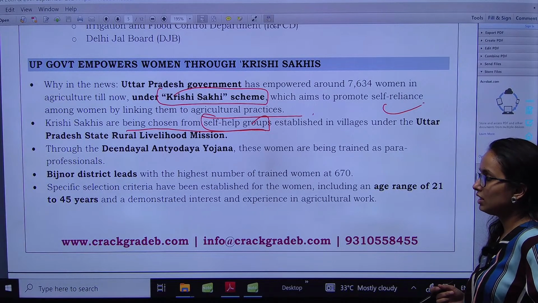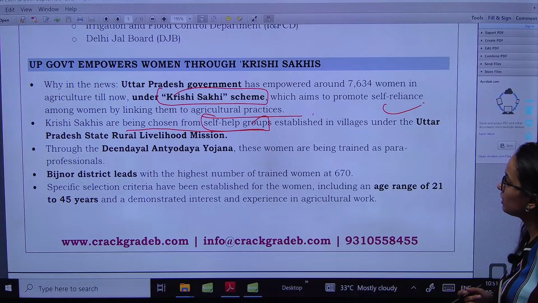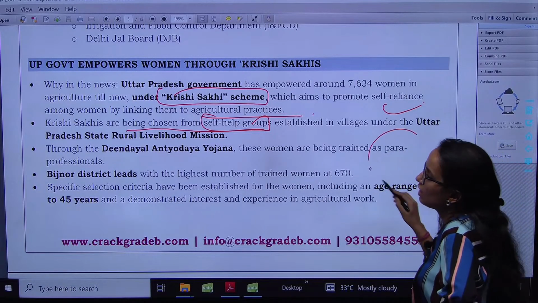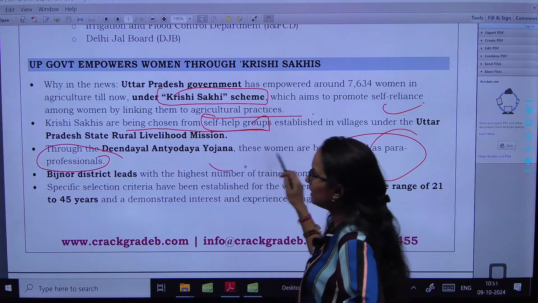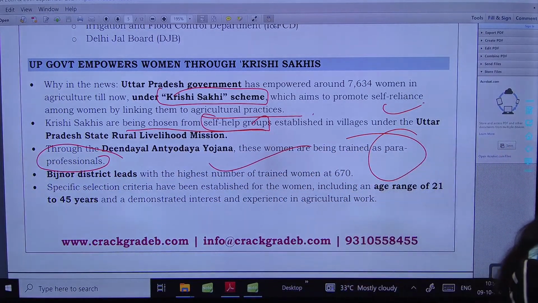And then through the Deen Dayal Antyodaya Yojana, these women are being trained as para-professionals. Deen Dayal Antyodaya Yojana also is a very important scheme of the government, which aims to empower these sections of the society. And under the Deen Dayal Antyodaya Yojana, they are being trained as para-professionals. So this is a step towards women empowerment.